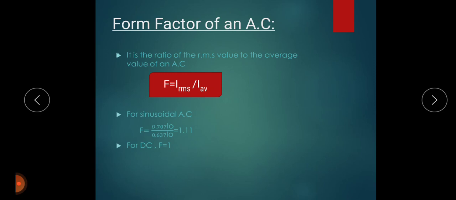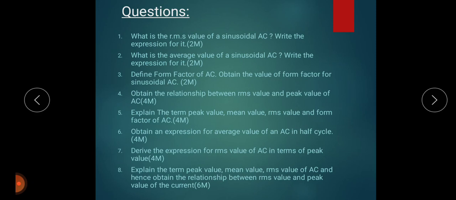And also some expected questions regarding this session are: first, what is the RMS value of the sinusoidal AC? Write the expression for it. It may be asked for 2 marks. Then next, what is the average value of a sinusoidal AC? Write the expression for it. It is also asked for 2 marks. Define form factor of an AC. Obtain the value of form factor for sinusoidal AC. It is also asked for 2 marks.